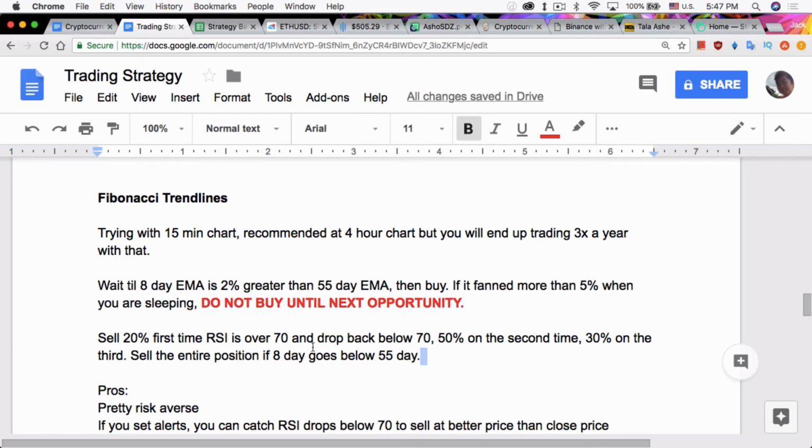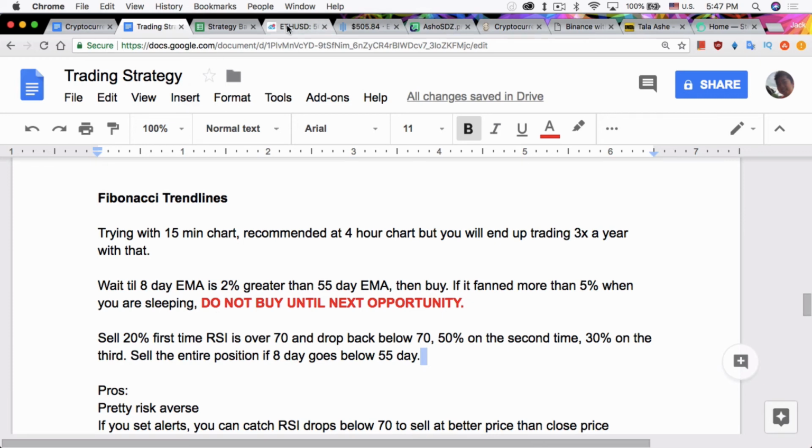The other thing was the selling part. Instead of using just this trend line for sell, I end up using the RSI to indicate when to sell. The idea is to sell 20% in a laddering sell. Every time the RSI hits above 70, when it gets overbought, I will sell 20% the first time. The second time it hits it, I will sell 50%, and then the third time the RSI hits 70, hits overbought, I will sell the remaining 30%.